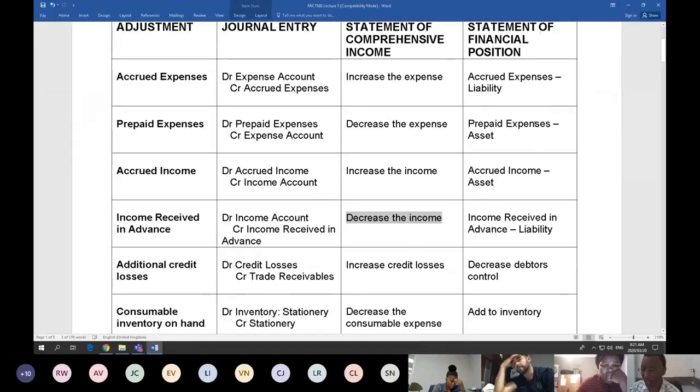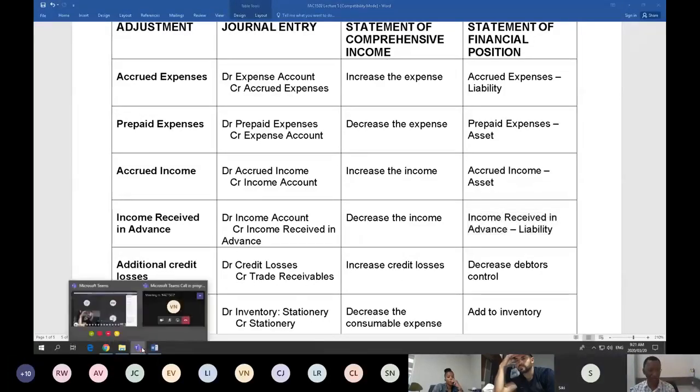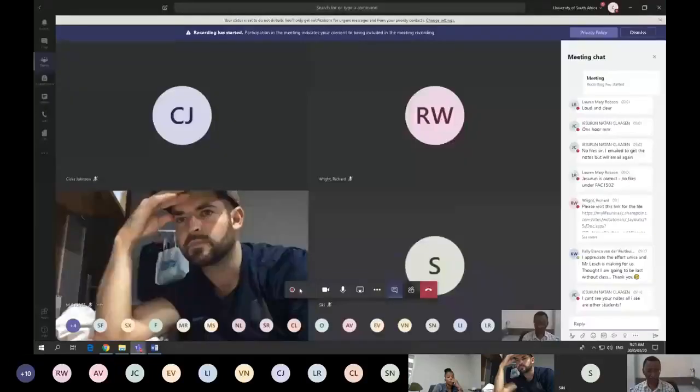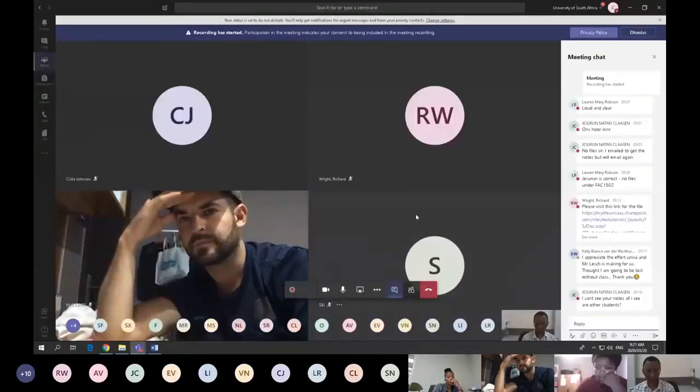And in the statement of financial position, income received in advance appears under your liabilities. So under your current liabilities, you will state the amount of income received in advance. All good?